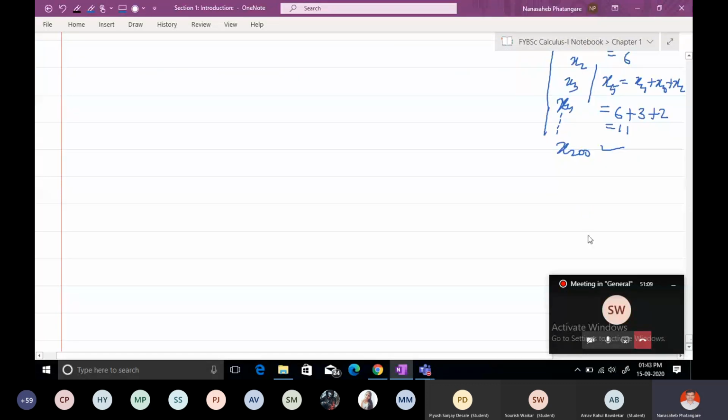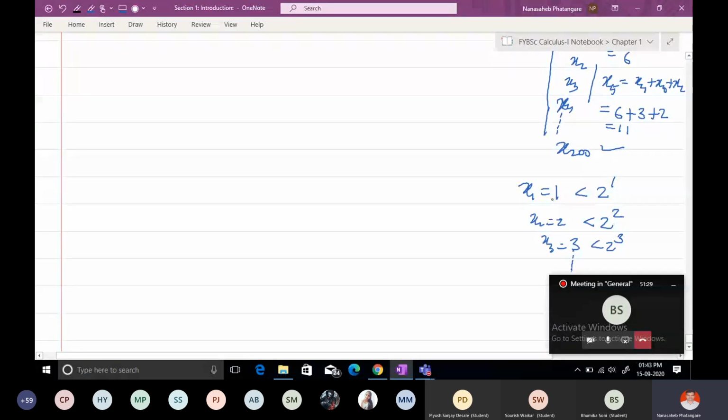x1 is 1, right? So x1 is 1 and it is less than 2, which is 2 raised to 1. What is x2? 2, which is less than 4, 2 raised to 2, right? What is x3? 3, it is less than 2 raised to 3, and this is true for all.